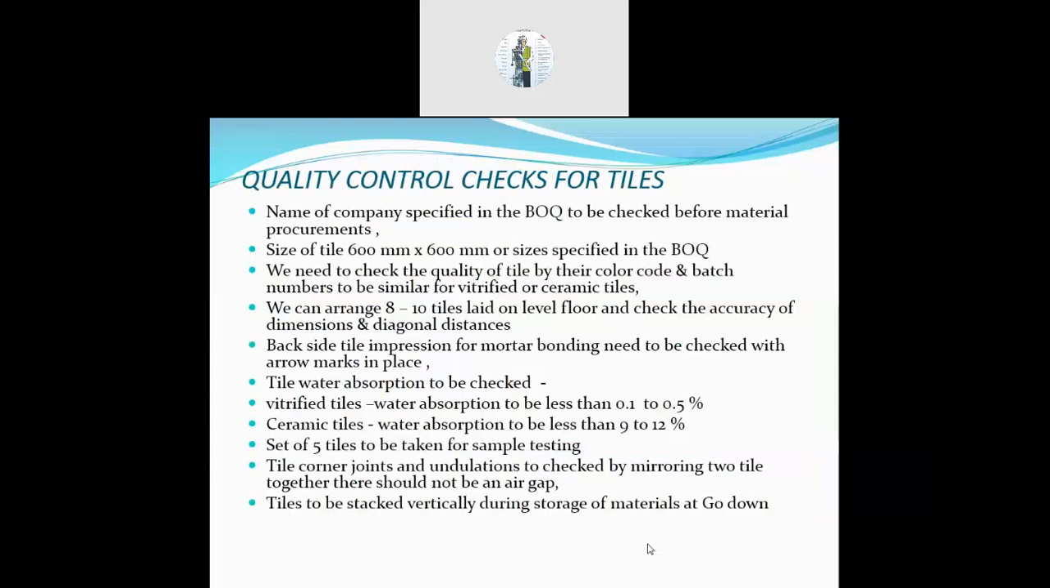Okay. So what are the quality control checks you do? So first you have to see the name of the company which is specified in the BOQ. Standard company tiles they would have specified. And they would have specified the dimension also, 600 by 600 or 800 by 800 or 1 feet by 1 feet or 300 by 600. Usually the vitrified tiles are available in 300 by 600, 1 feet by 2 feet. All the flooring tiles are 600 by 600 or 800 by 800. So first a dimensional check should be done, which should be seen from the BOQ.